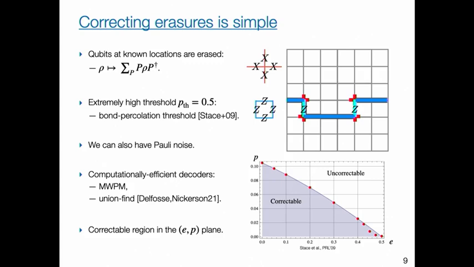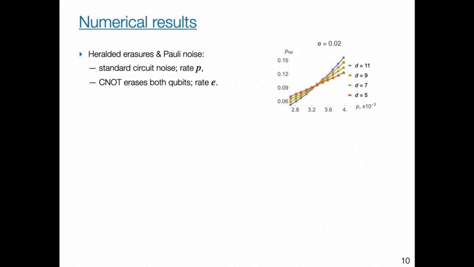And with those decoders, we can study what is the correctable region within the EP plane, where E denotes the erasure rate and P denotes the Pauli rate. The y-intercept on this plot corresponds to the threshold of the minimum weight perfect matching decoder for the phase flip noise. The x-intercept corresponds to the 50% threshold of pure erasures. And if we're in the correctable region, we can just scale the system up and get a better and better logical error rate. So in our work, we also looked at the sub-threshold scaling.